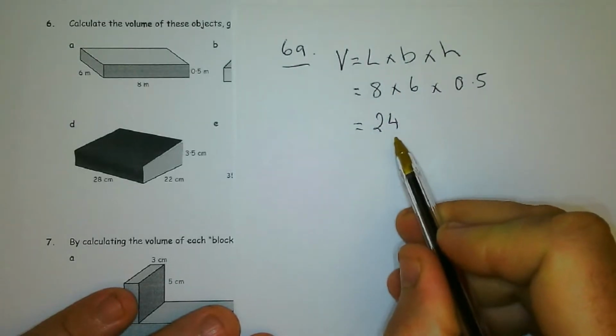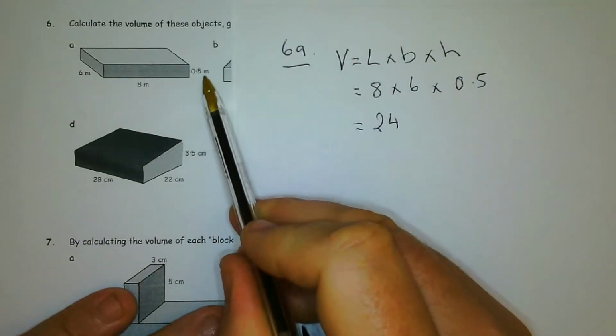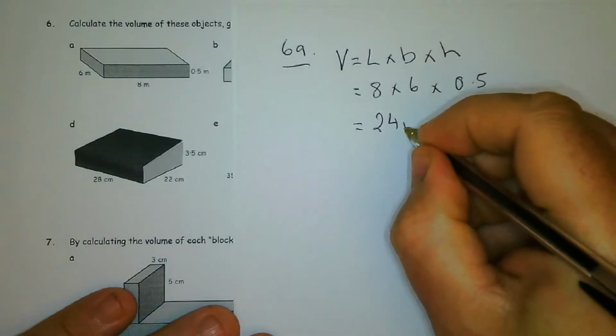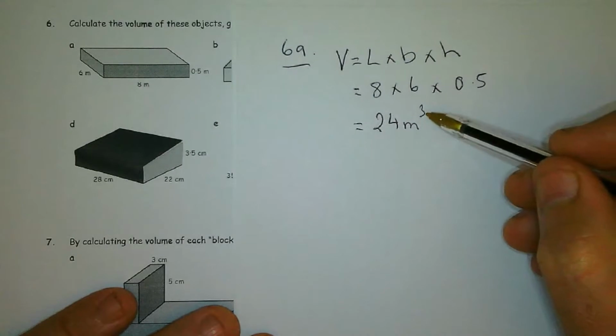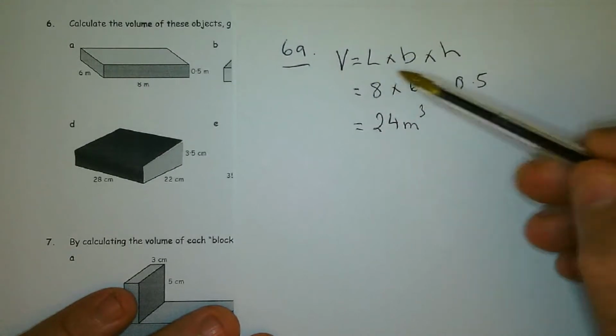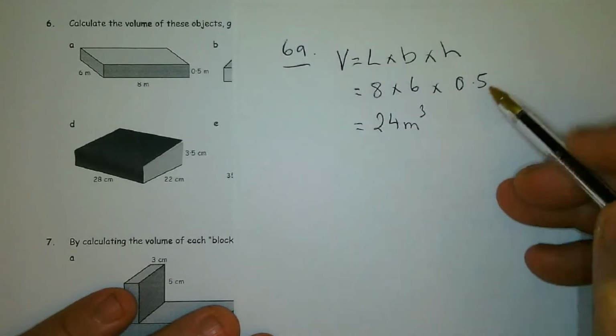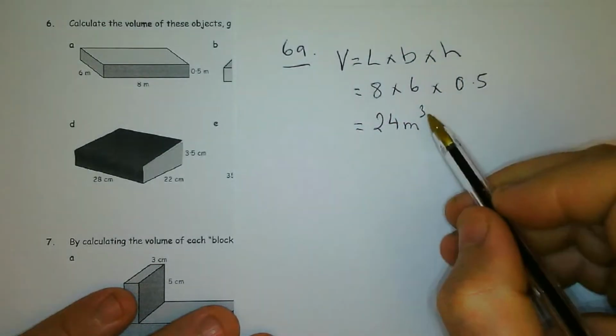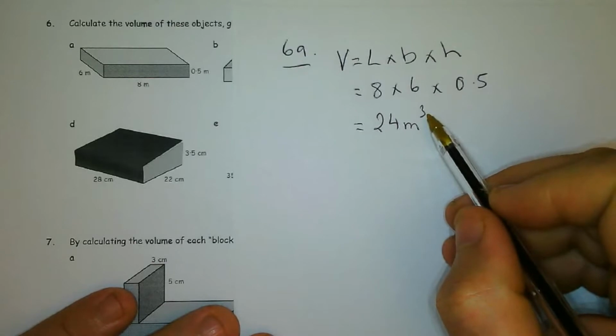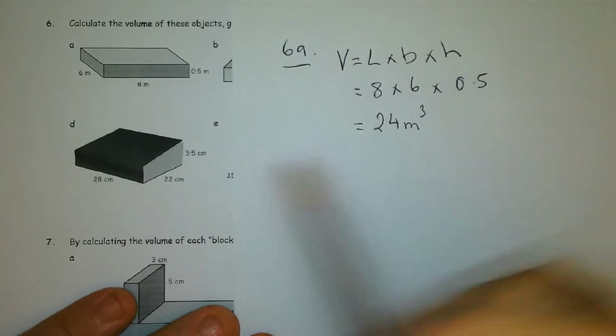So there's my numerical answer, but I need to put my units in. And it's meters cubed. The way to remember it's cubed is there's 1 here, and 1 here. There's 3 numbers multiplying each other, which gives you the 3. And in most circumstances for volume, that's how you remember it. So that one's dead straightforward.